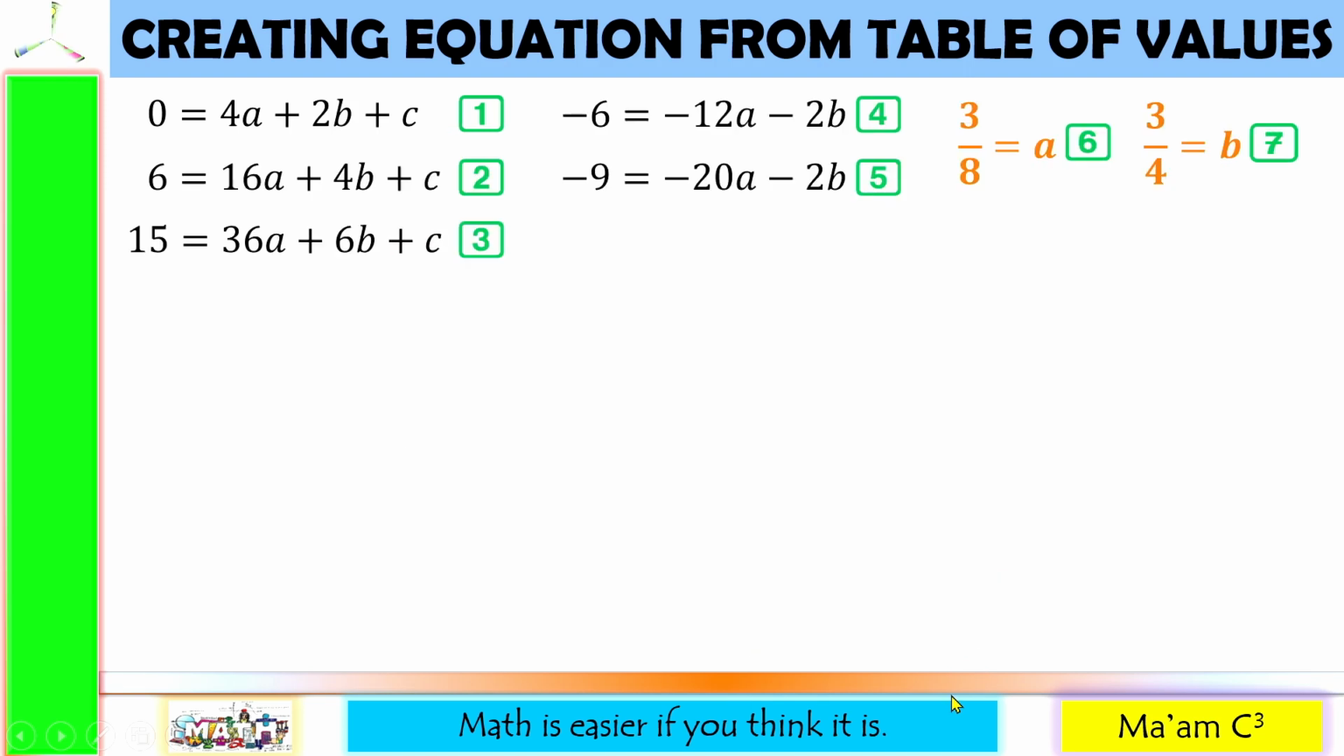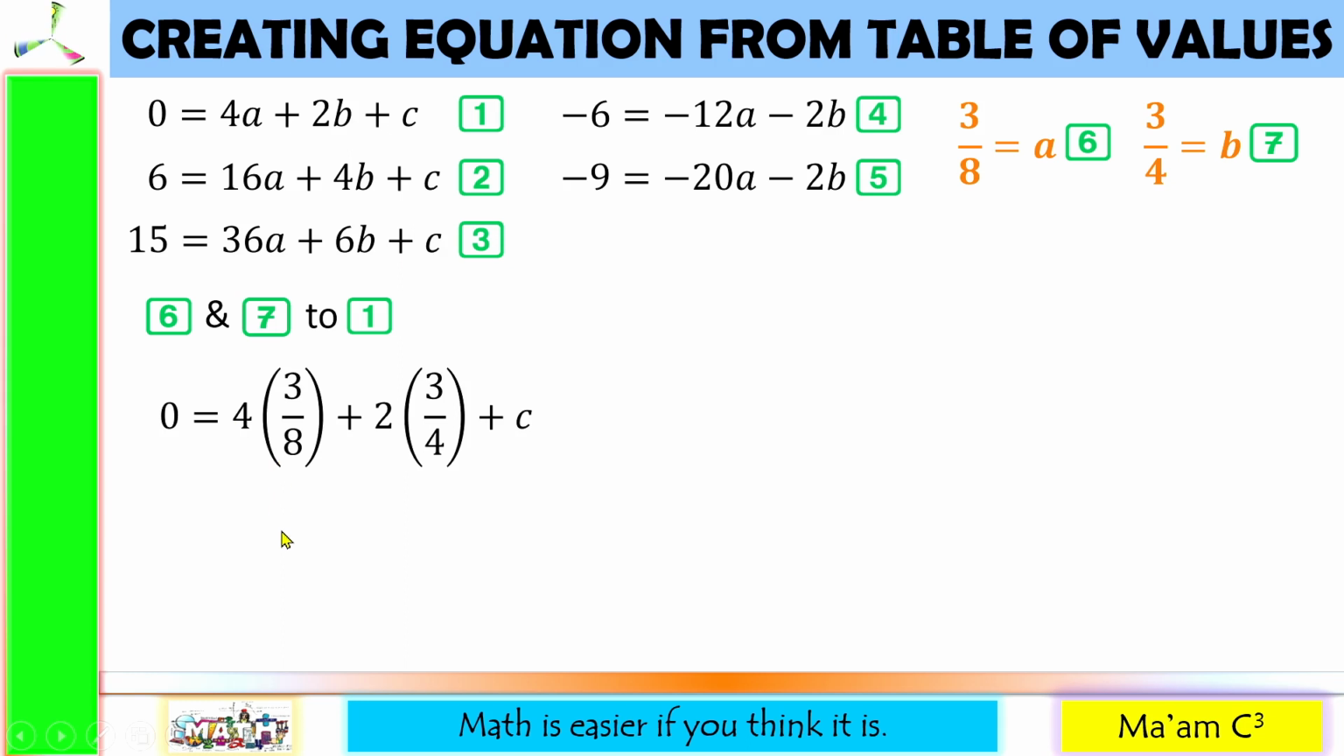Let us continue. So I have here equations 1, 2, 3, 4, 5, 6, and 7. Since I already know the values of a and b, I can substitute equations 6 and 7 to any of the first three equations. It seems that equation 1 is easy to work with, so I will choose equation 1. Let me substitute the value of a, which is 3 over 8, in here, and the value of b, which is 3 over 4, in here.